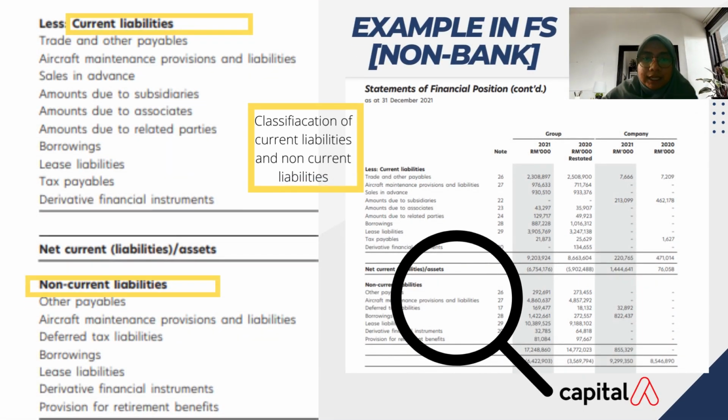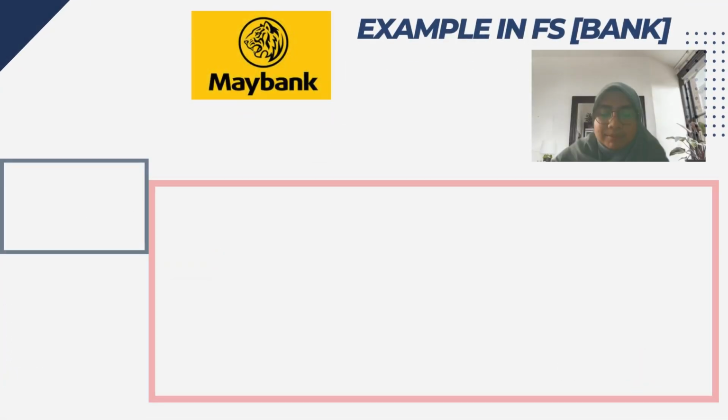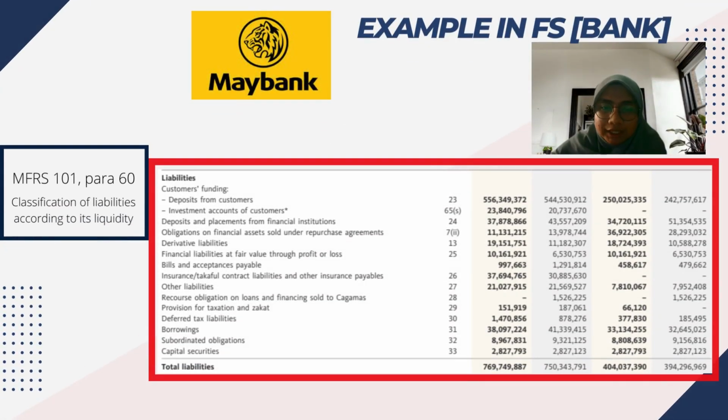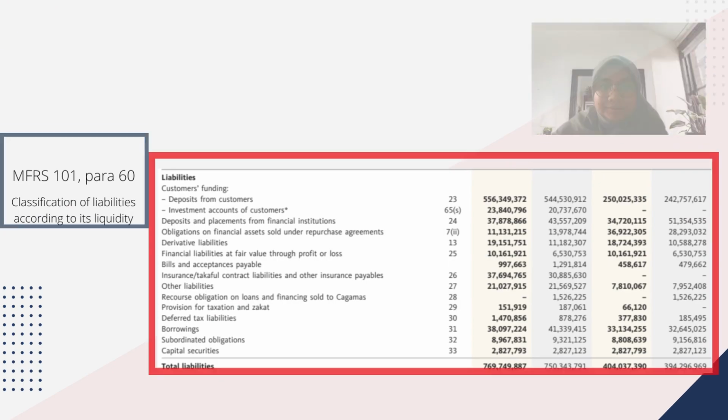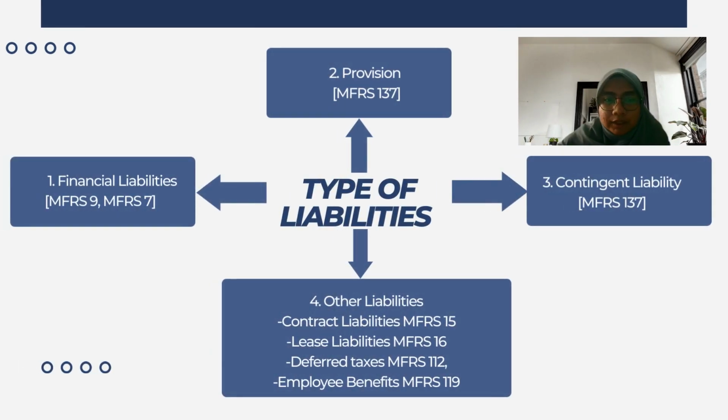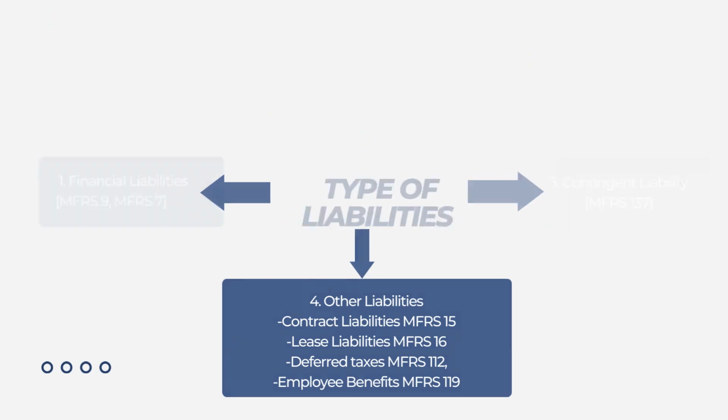An entity can present liability in the statement of financial position in two ways. The first is by separating current liabilities and non-current liabilities, as shown in the statement of financial position of Capital A. The other is by listing them according to liquidity, as shown in the statement of financial position of Malayan Banking Berhad. We have four types of liabilities. They consist of financial liability, provision, contingent liability, and other liabilities. These types of liabilities will be discussed more in the other parts of this video.